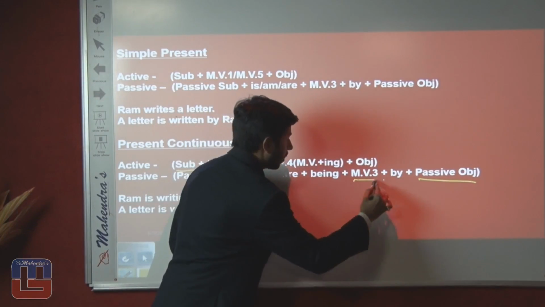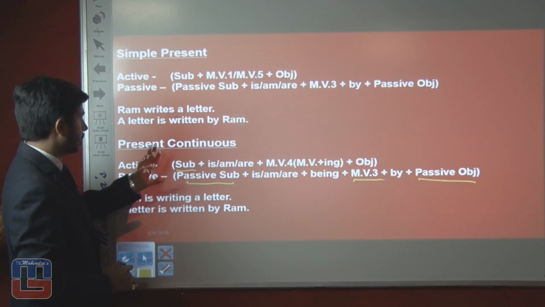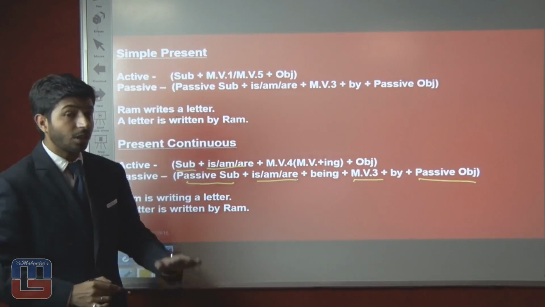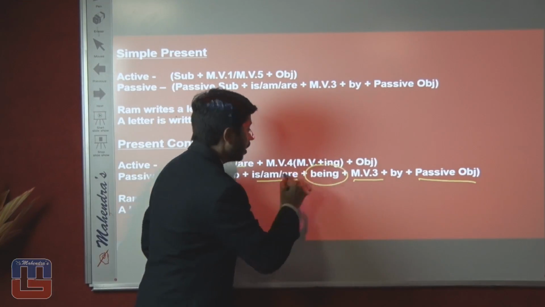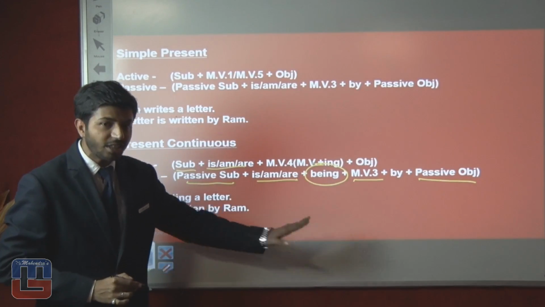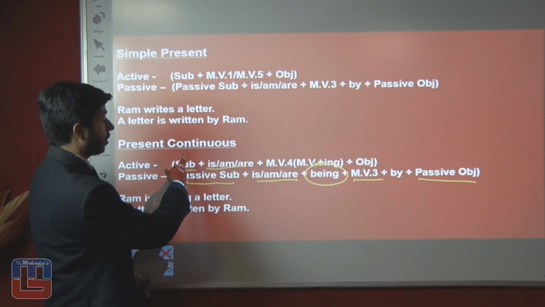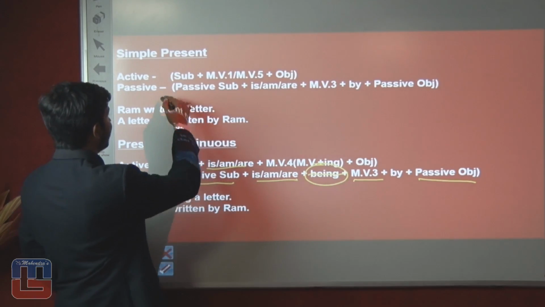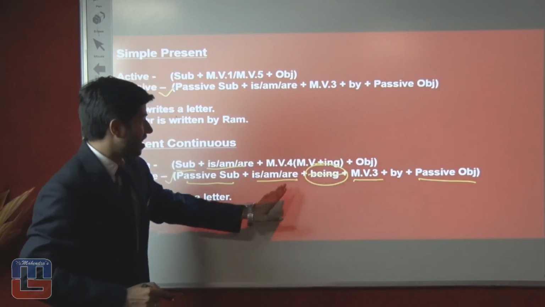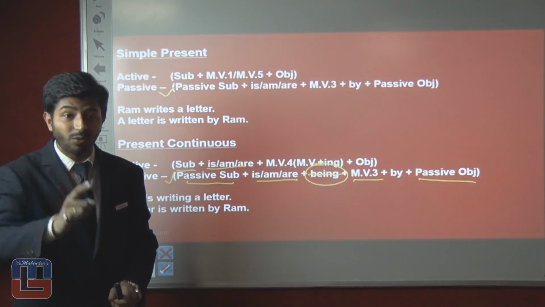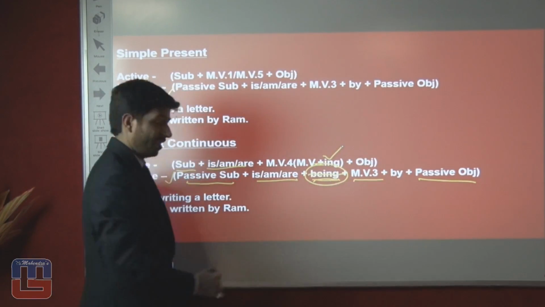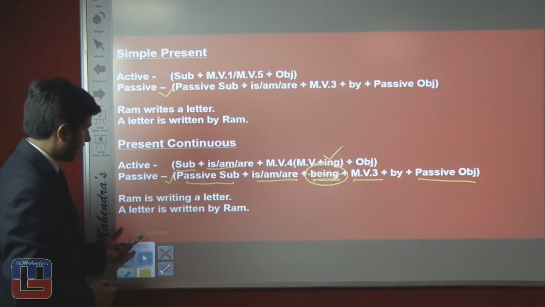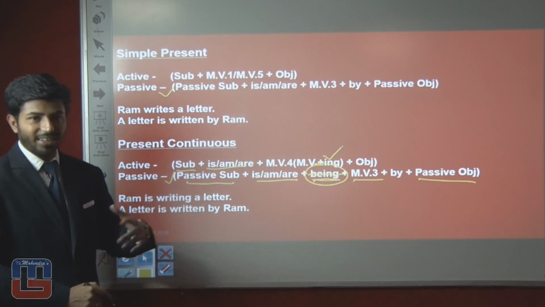The third form of the main verb should be used, and the helping verb we use in the present continuous active voice is is, am, or are, but just to make a difference we have to use being. This is the identification that we are discussing about the passive structure of present continuous. If we don't use being here, what is the difference between this type of passive and that type of passive? Because this is is, am, are plus third form, and that is also is, am, are plus third form. That's the reason that it is necessary for all of us to use being here to make a difference between simple present passive and present continuous passive. So the structure is Ram is writing a letter. So the passive voice will be a letter is being written by.